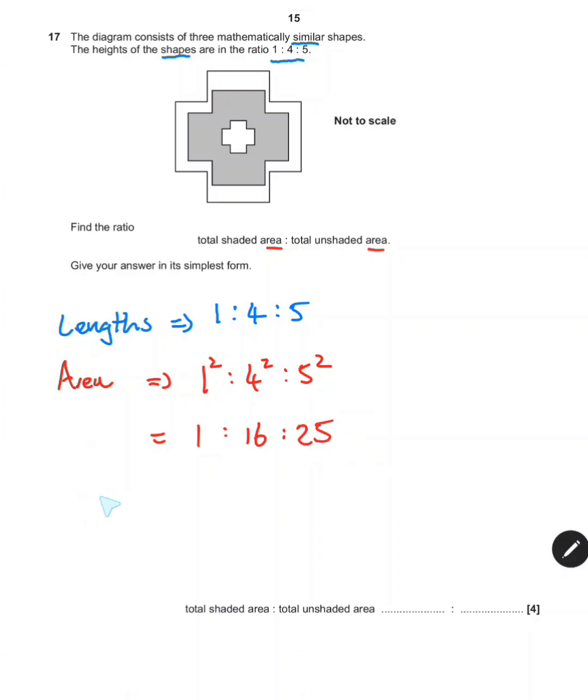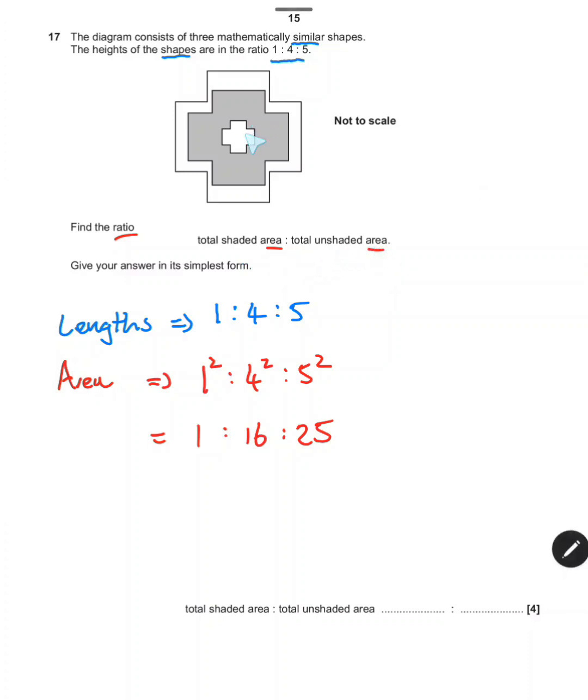My volumes, if I needed to go into volumes, the ratios for the volumes would be 1 cubed to 4 cubed to 5 cubed. But I don't need that. I just need area scale factors, if you like. So this is how my areas compare. We're actually looking for the ratio total shaded area to total unshaded area.